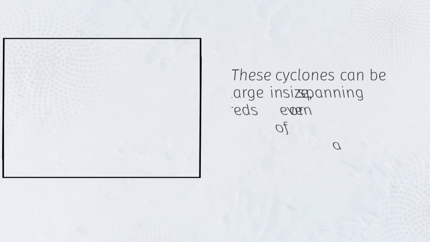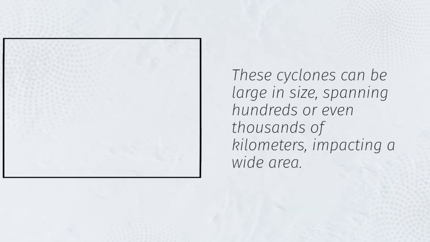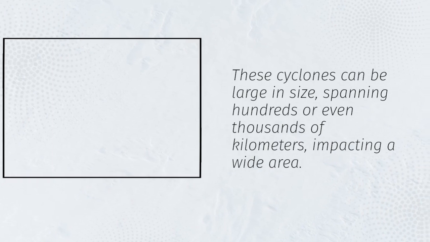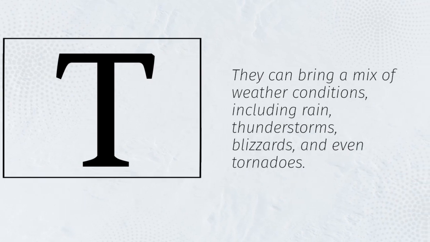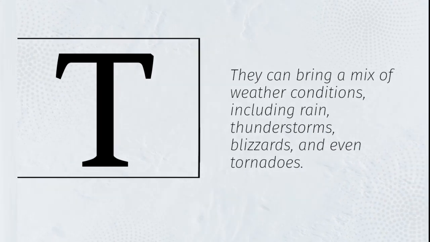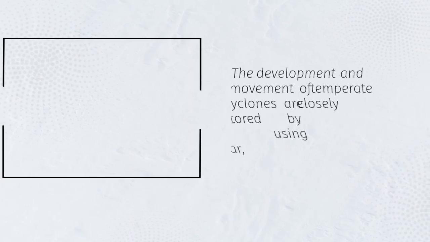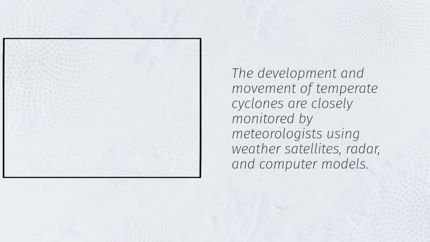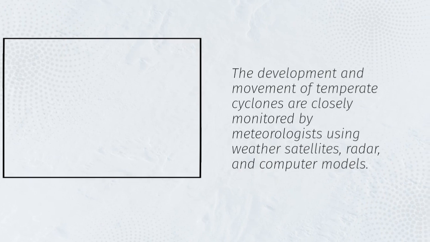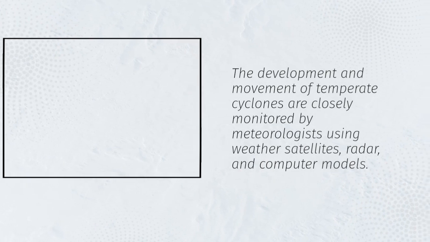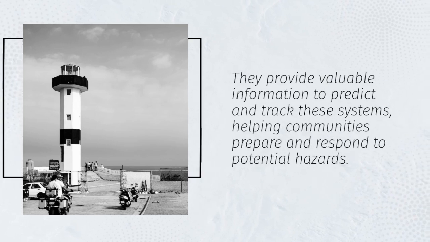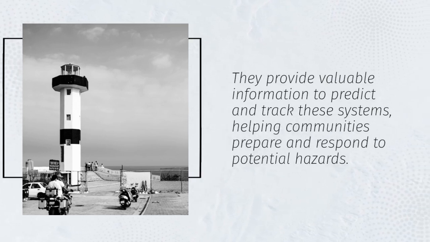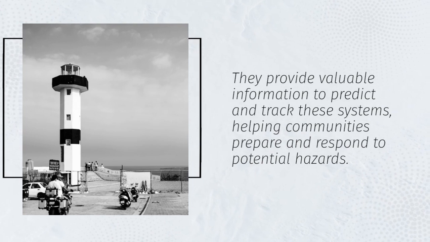These cyclones can be large in size, spanning hundreds or even thousands of kilometers, impacting a wide area. They can bring a mix of weather conditions, including rain, thunderstorms, blizzards, and even tornadoes. The development and movement of temperate cyclones are closely monitored by meteorologists using weather satellites, radar, and computer models. They provide valuable information to predict and track these systems, helping communities prepare and respond to potential hazards.